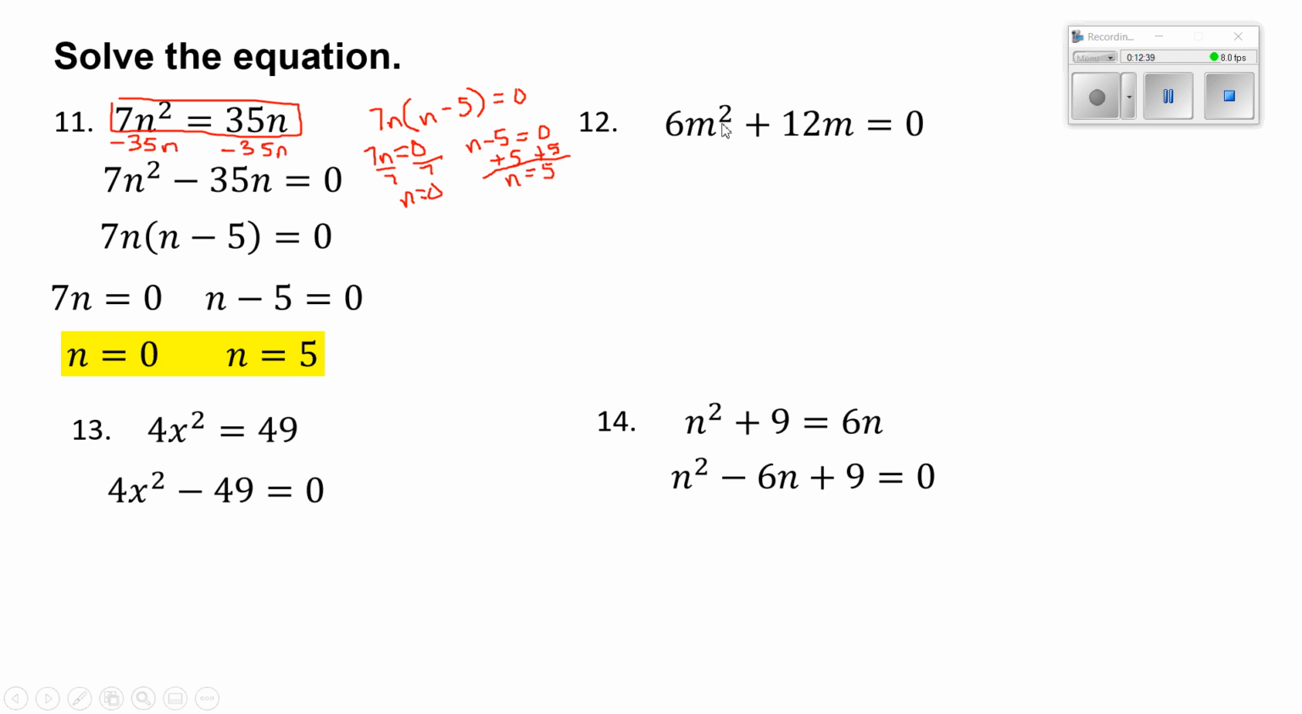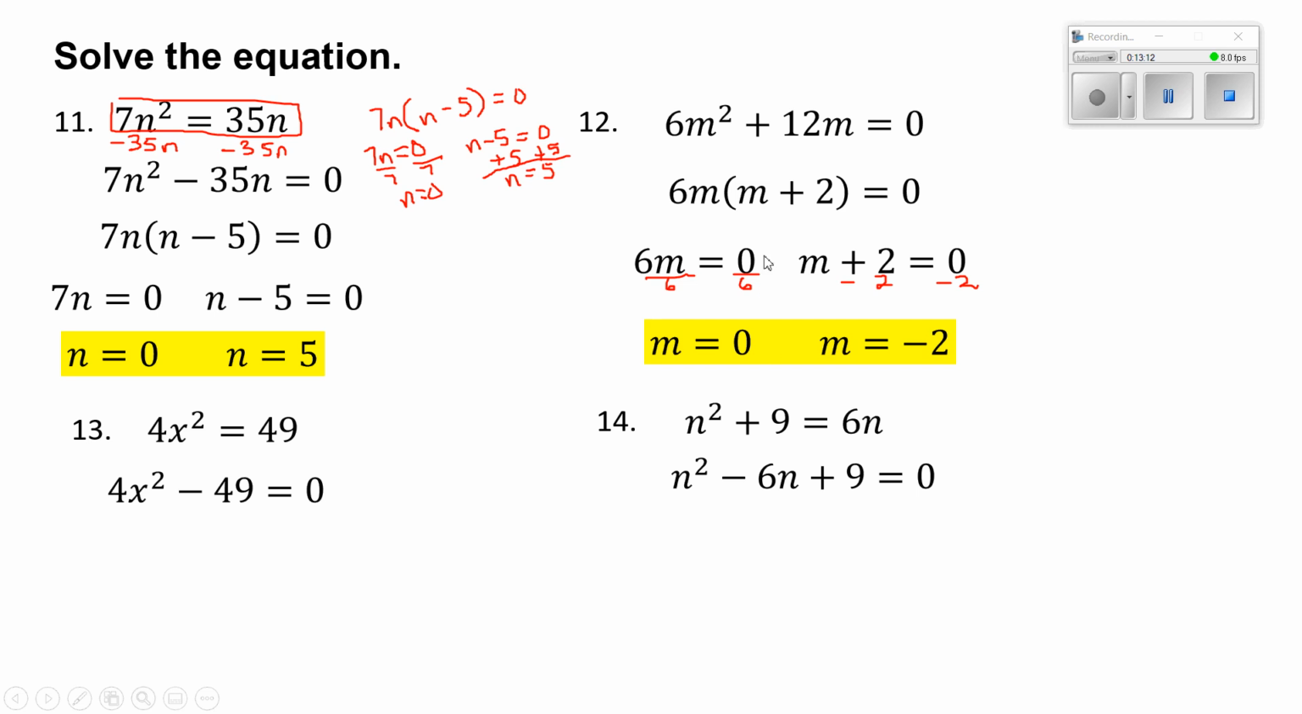All right, let's go to number 12. This time, they've already put everything to 0. I'm going to factor out this 6m. And now I've got 6m times m plus 2. I'm going to put 6m to 0 and then m plus 2 to 0. And when I divide 6 away to both sides, and this is probably a step they're not going to show, we'll divide 6 from here and then divide 6 from here. That's going to leave us with m equals 0. And we're going to minus 2 from here and minus 2 from here. And now we see that that's how they got 0 divided by 6 is 0. And m is going to equal a negative 2.